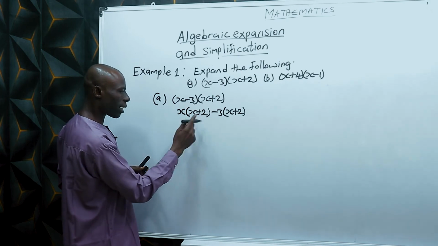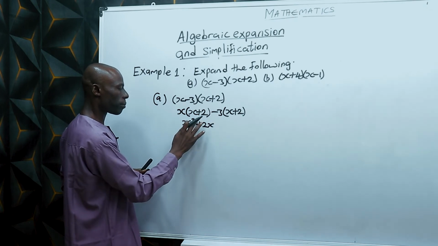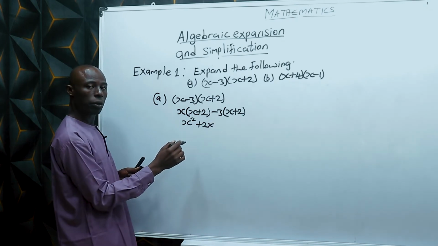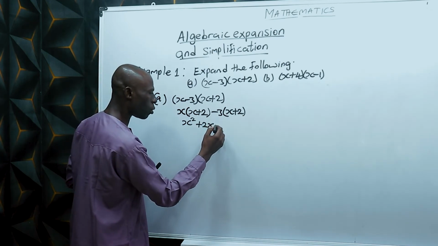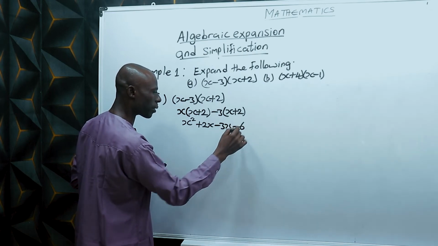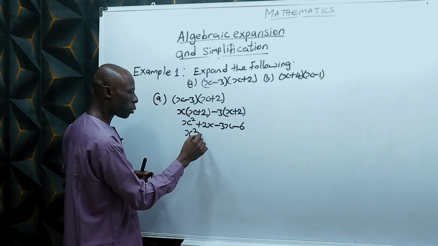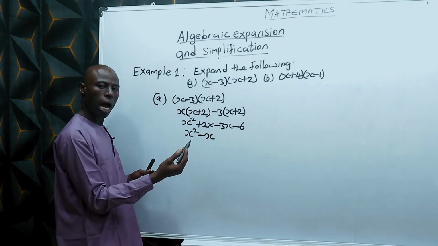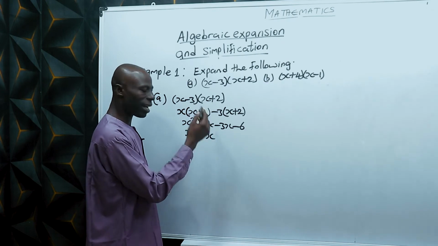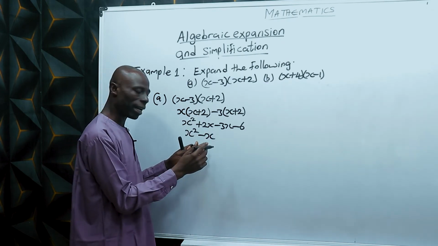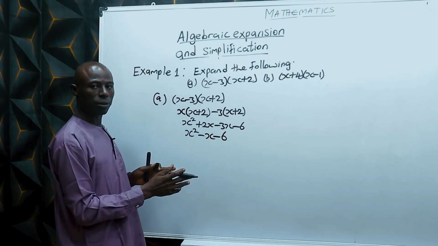Now, open this bracket with x. You have x squared plus 2x. Open this other bracket with minus 3. You have minus 3x minus 6. You have to simplify this. X squared minus x. How? Positive 2x minus 3x gives negative x minus 6. That is the result.